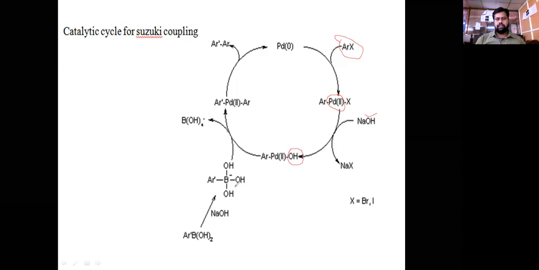Same as here, we can also use these aromatic boronic acids. These boronic acid OH groups will be available, and this aromatic ring, so another aromatic position will be attached to the palladium catalyst. Like this you will get the reaction with two organic moieties attached through a single bond. So this is the catalytic cycle for Suzuki coupling, showing how the palladium metal mediated reaction takes place.